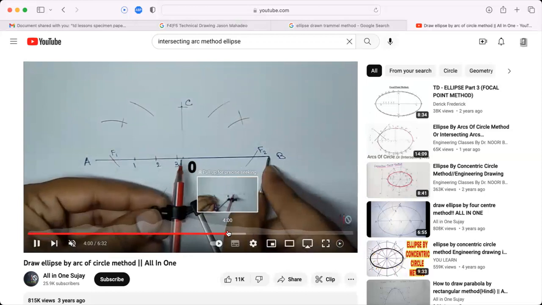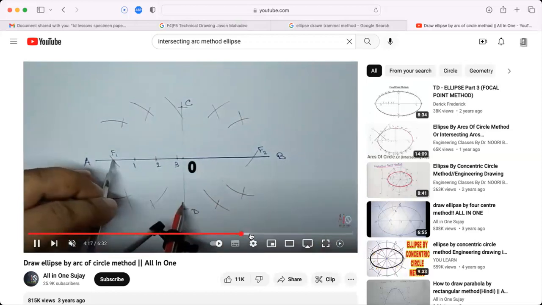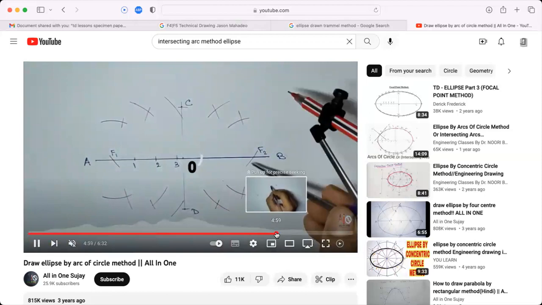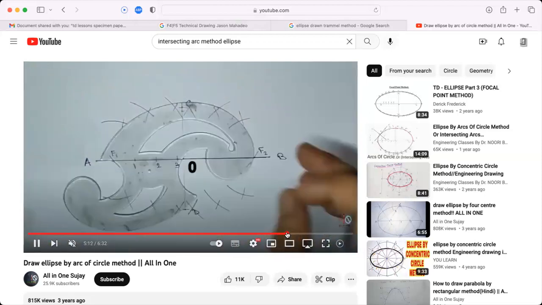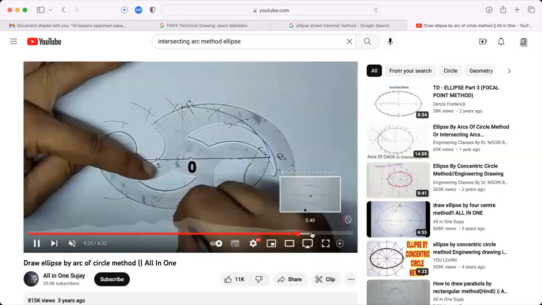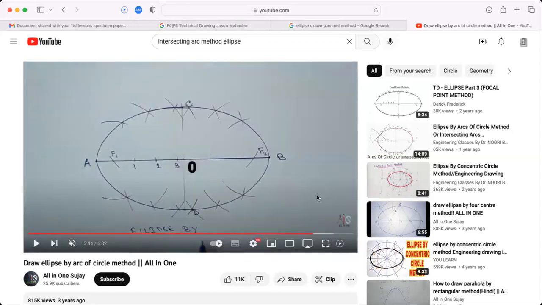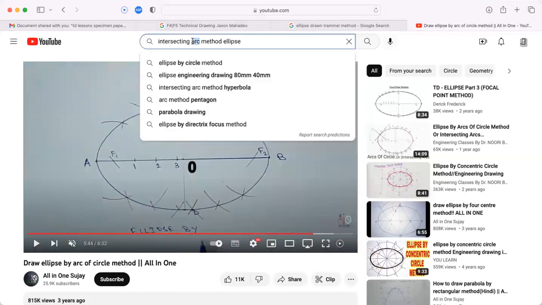and draw a radius. And then wherever those lines end up intersecting, those become the points of your ellipse, and you just join the lines, right? Like that. So that is the intersecting arc method.